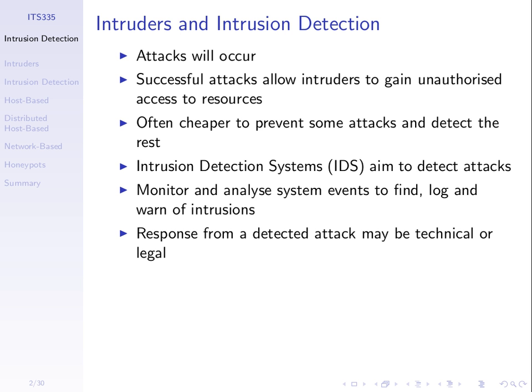So the ideal world would be I build my computer system and I build some security features such that I prevent all attacks. I set the access control, the permissions correctly, I set a firewall, I use secure software, and I build the system so that no attacks can happen. I prevent all attacks. Unfortunately, in complex systems, that's very hard to do. It's hard to, in a manageable cost, build a truly secure system. Therefore, it's cheaper to prevent some attacks and detect the rest. So we're going to focus on detection of attacks.